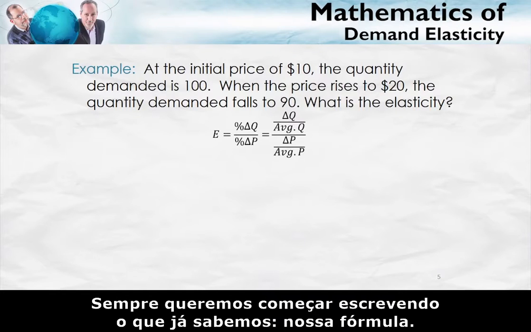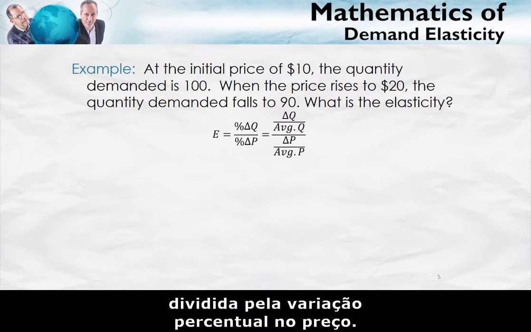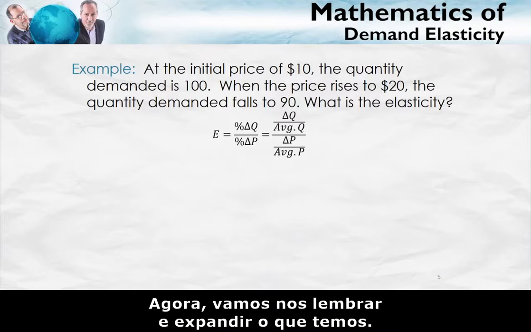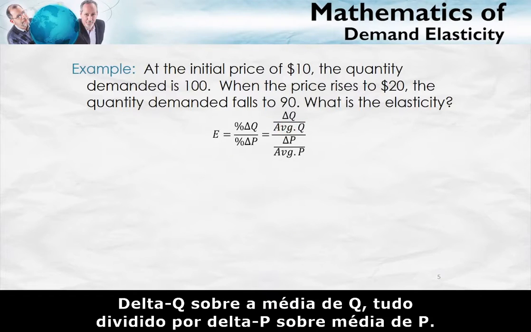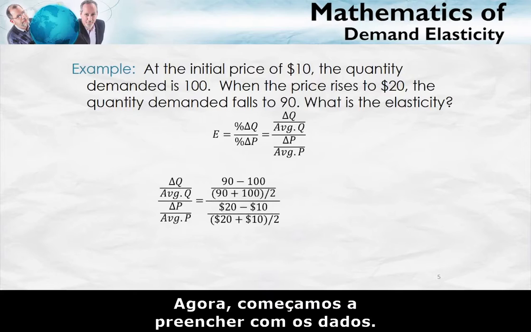Well, we always want to begin by writing down what we know, our formula. The elasticity of demand is the percentage change in quantity divided by the percentage change in price. Now let's remember to just expand that. That's delta Q over the average Q, all divided by delta P over the average P. Now we just start to fill things in.